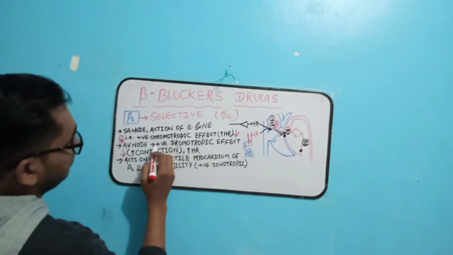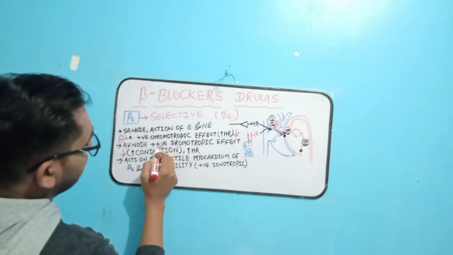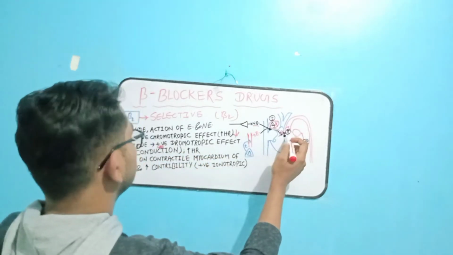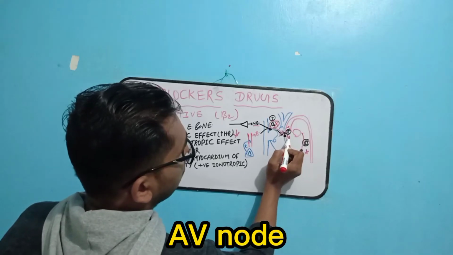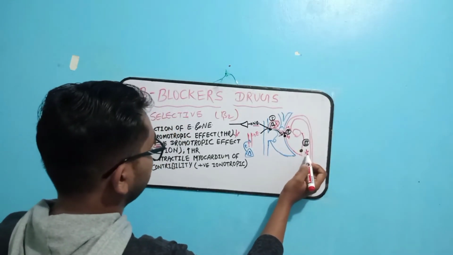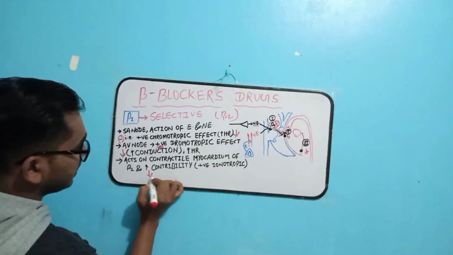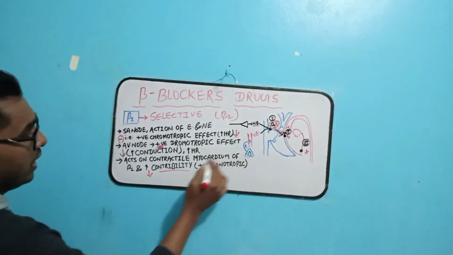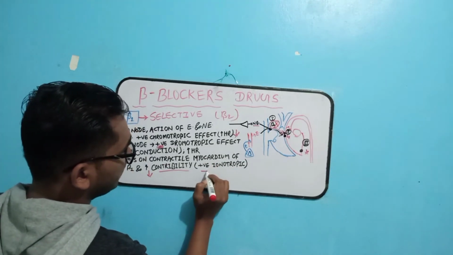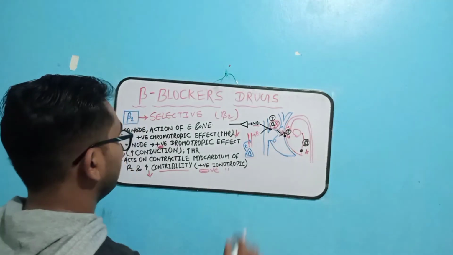That leads to a negative dromotropic effect. When there is low conduction, that leads to low contractility at the myocardium cells, a decrease in the contractility of the myocardium, and that leads to a negative inotropic effect on the heart.